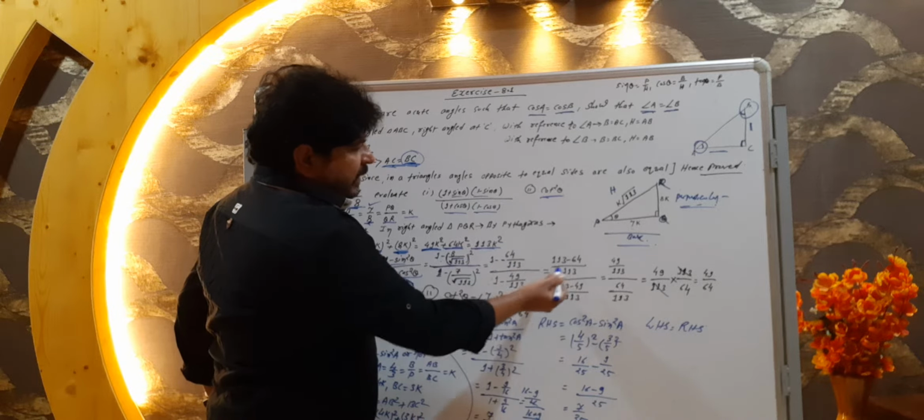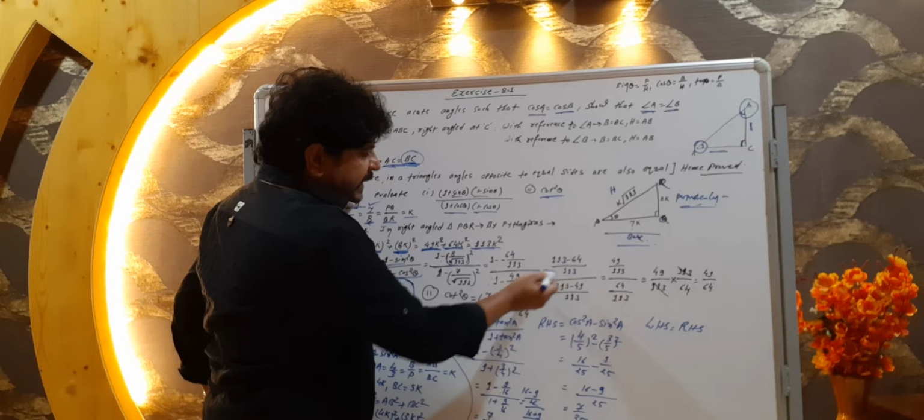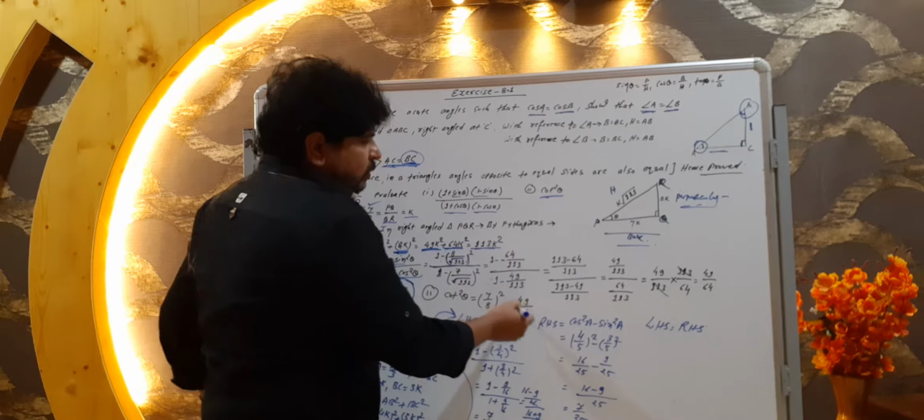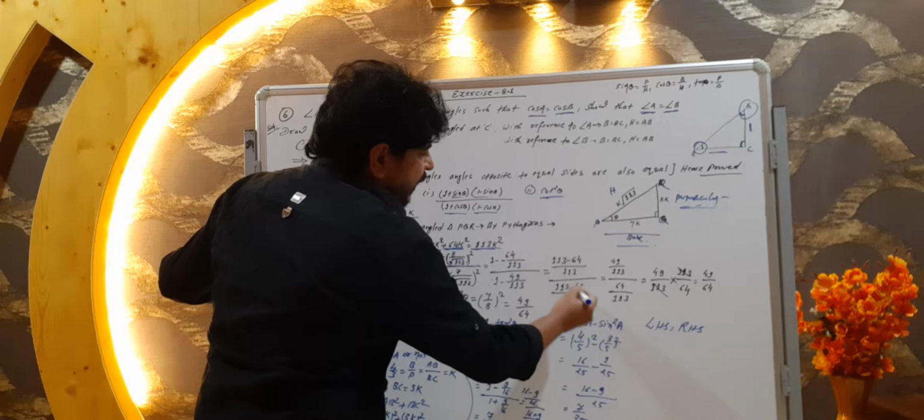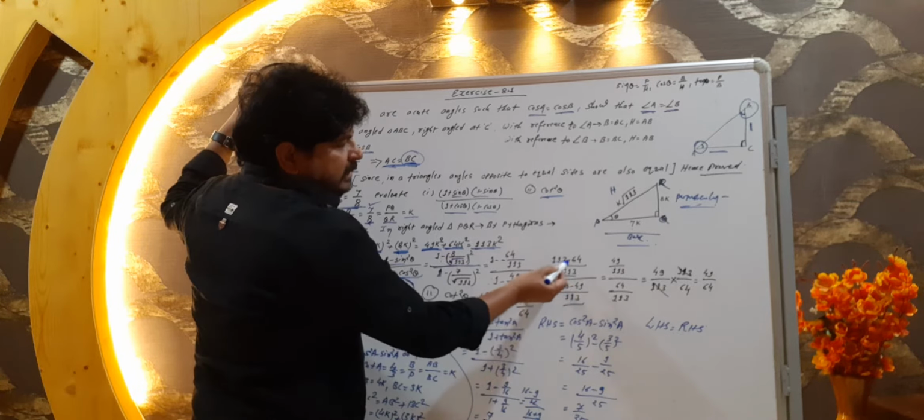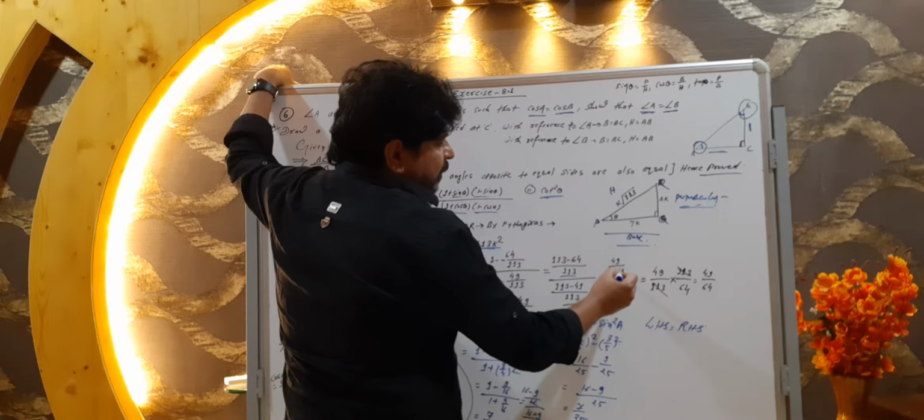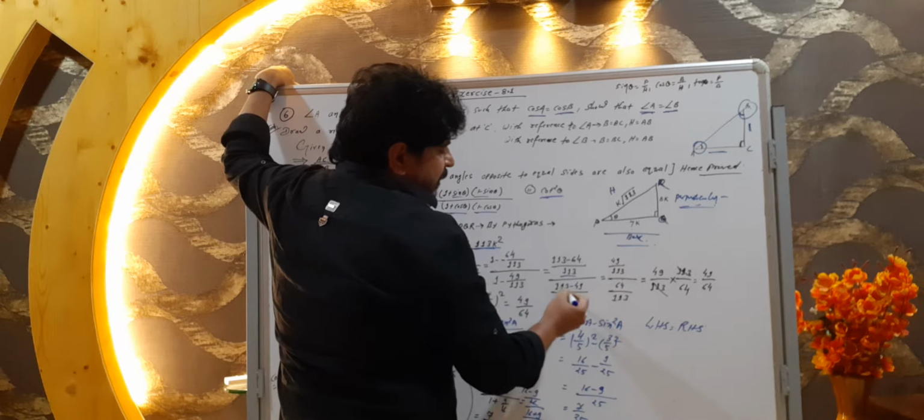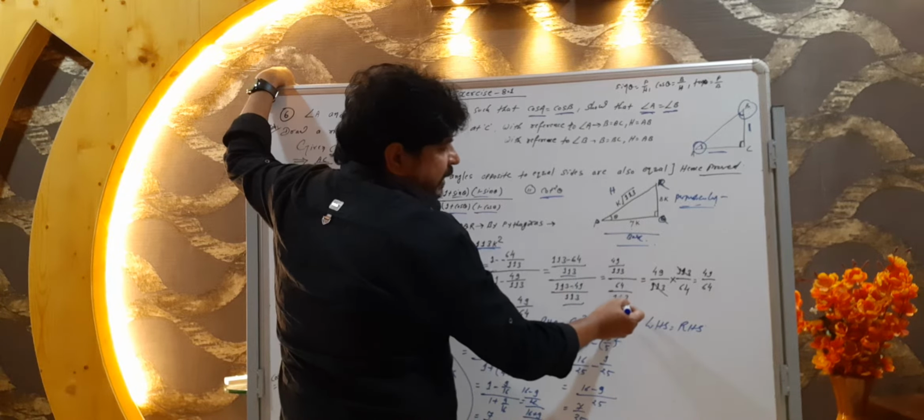Then 113, what did we get? 113 minus 64 upon 113, and in the same way for the denominator, it is also 113 minus 49 upon 113. Now whenever we subtract 113 minus 64, we get 49, so 49 upon 113. Upon, here also we subtract 113 minus 49, then 64 upon 113.